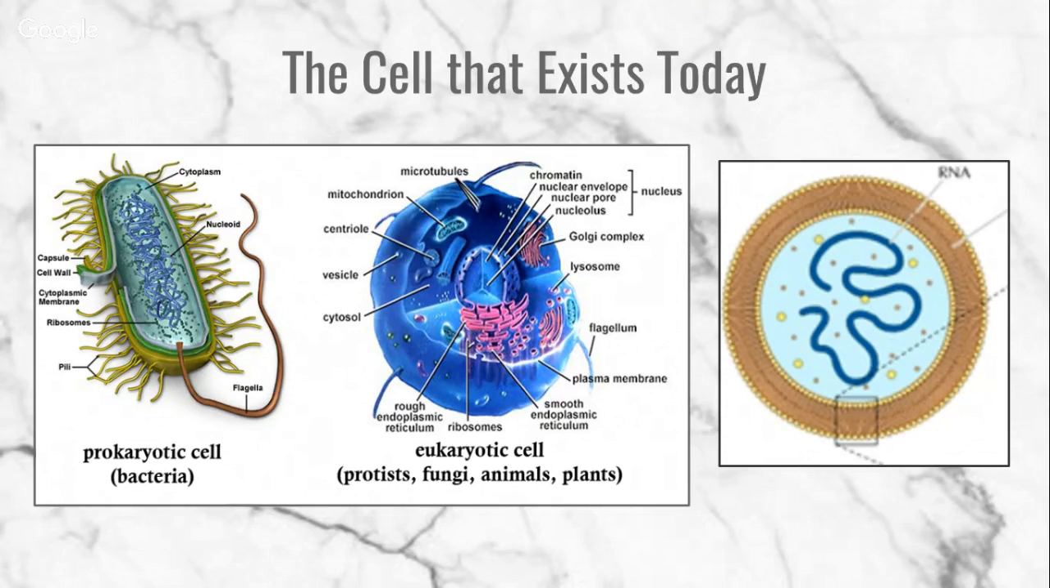On the left we have the modern prokaryotic cell and the modern eukaryotic cell. Prokaryotes are bacteria and eukaryotes are protists, fungi, animals, and plants. Within those, animal cells and plant cells are much different from each other, but they share the same basic features. Now I'm going to talk a little bit about the differences between prokaryotes and eukaryotes.